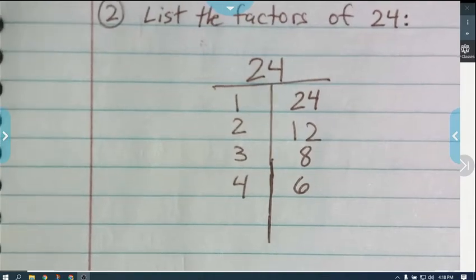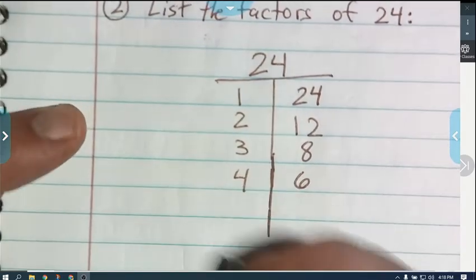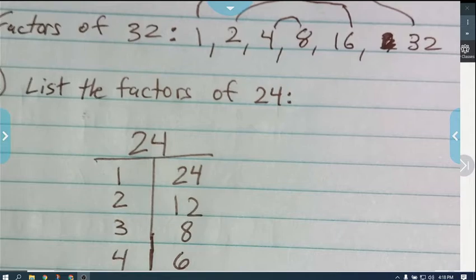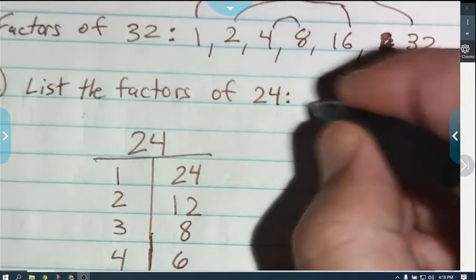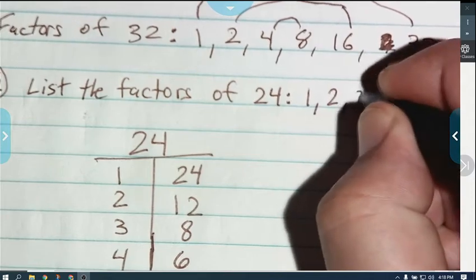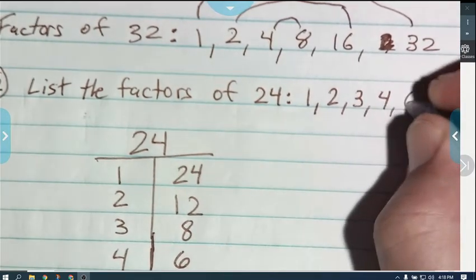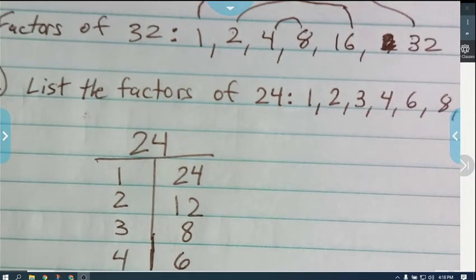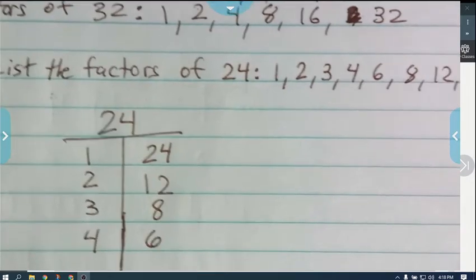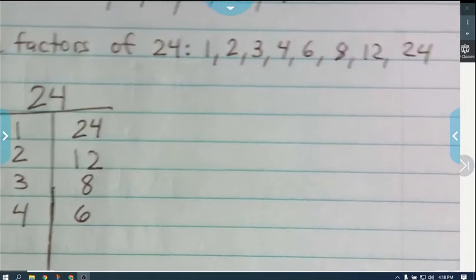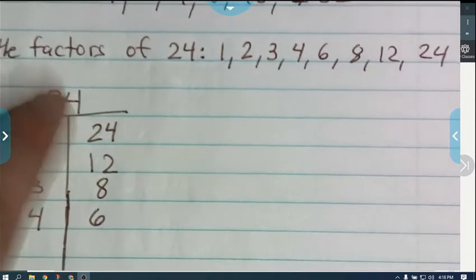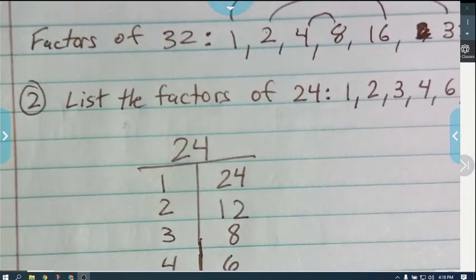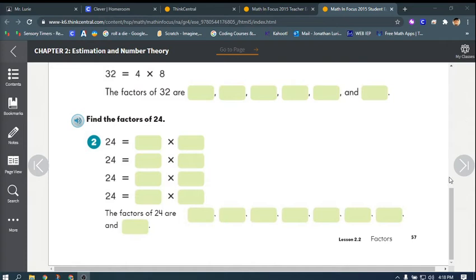Alrighty then, moving right along. Let's list them out then. So the factors of 24 are 1, 2, 3, 4, 6, 8, 12, 24. Quite a lot. 24 is one of the numbers with the most factors. Therefore, when we're practicing things like simplifying fractions, you can bet that 24 is going to be your denominator a bunch of times. All right, join me on page number 58, the next page.